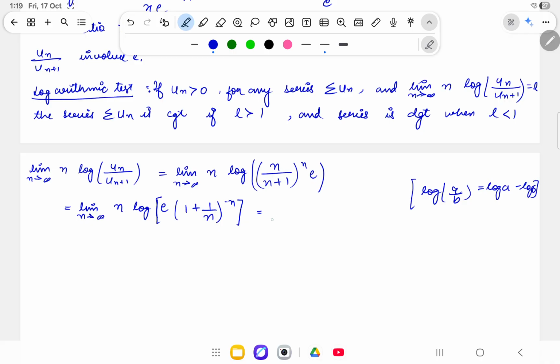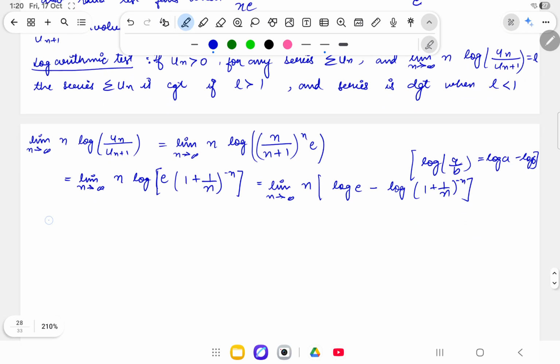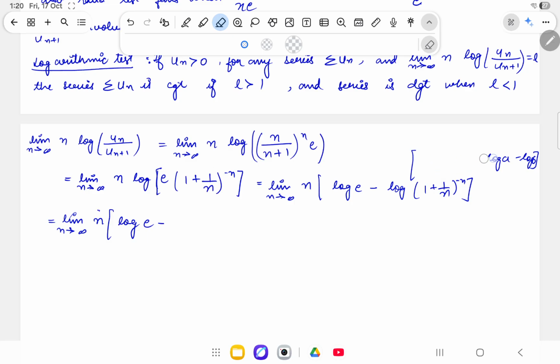So if we use that result here, we'll get it as limit n approaches infinity n times log e minus log 1 plus 1 by n raised minus n. So this will be equals to limit n approaches infinity n times log e minus, sorry, I've just stated a wrong result. We're not using that result here.